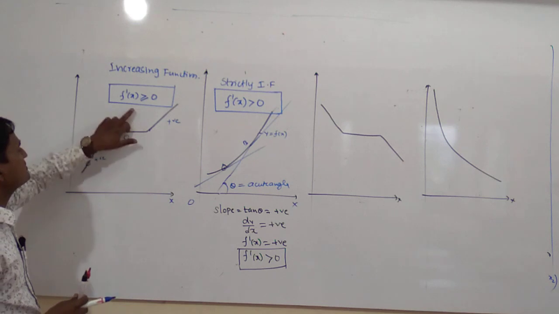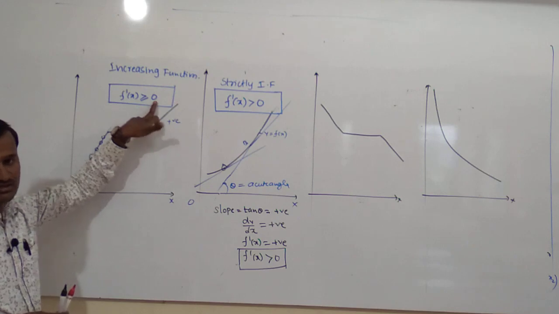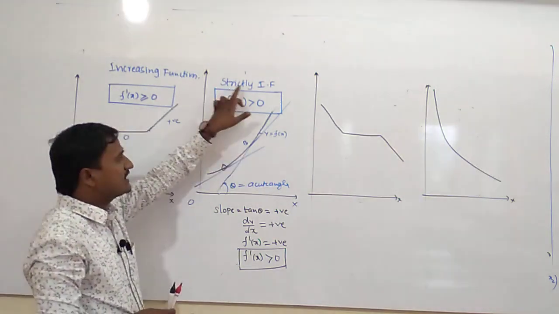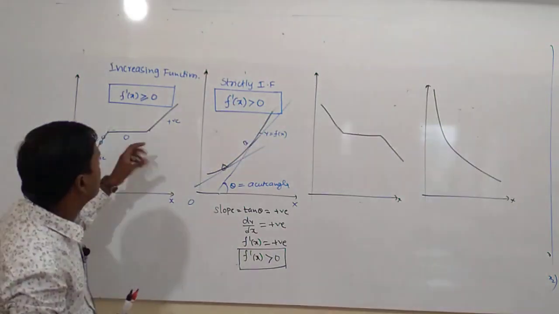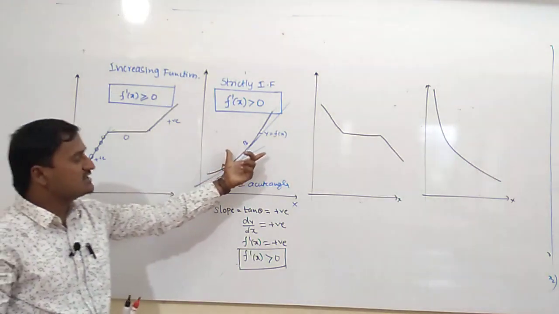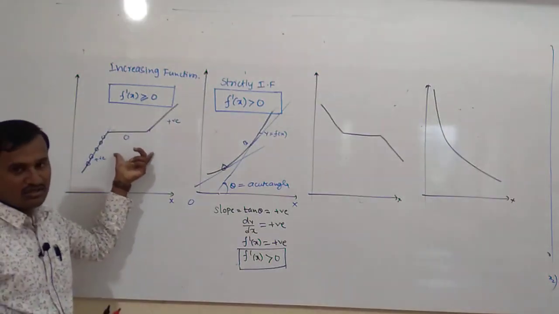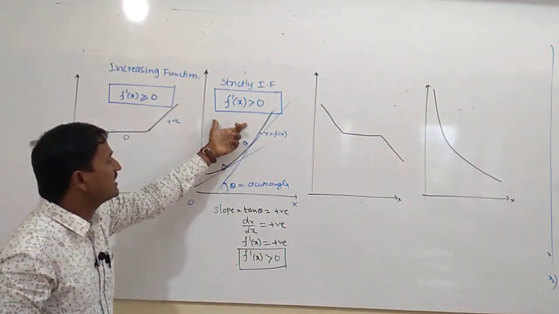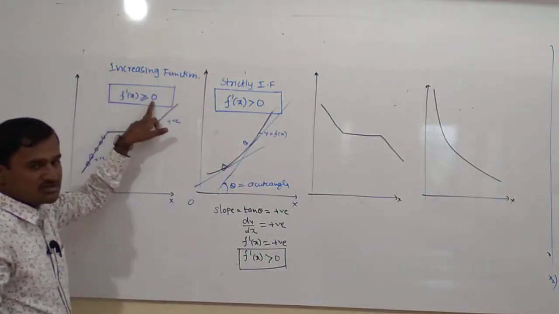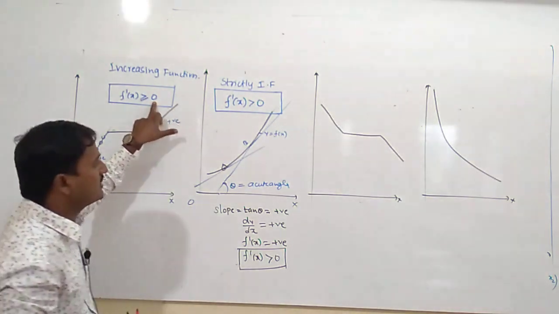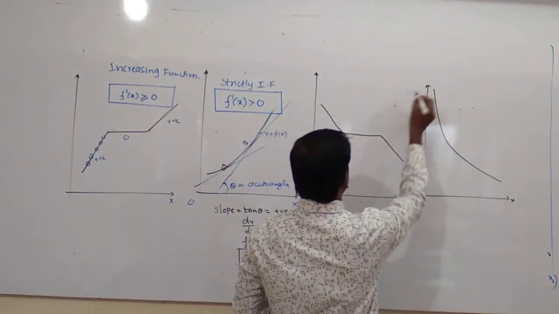So increasing function means f dash of x is more than or equal to 0. If you take a strictly increasing function, then only f dash of x is more than 0. To say increasing and decreasing function, you have to take the open interval, because at the end points it is not possible to draw the tangent. So strictly increasing means f dash of x is more than 0, and increasing function means f dash of x is more than or equal to 0. You should remember these 2 points. Now let us go to the next graph of the functions.